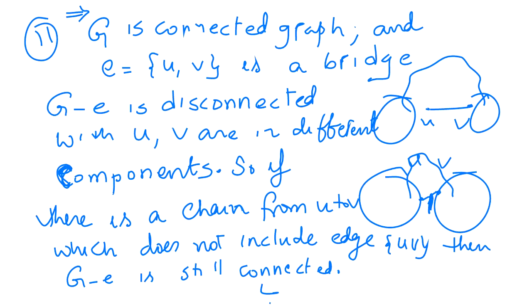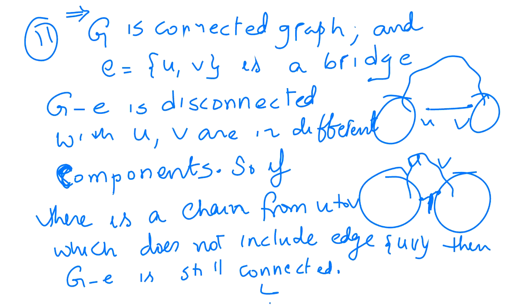If every chain from U to V uses edge UV, that means if I remove that edge UV, then U and V are going to be disconnected from each other. That means I cannot reach from U to V or V to U. That means G minus E is disconnected. So that has to be a bridge. That is what you need to write in the backward direction.